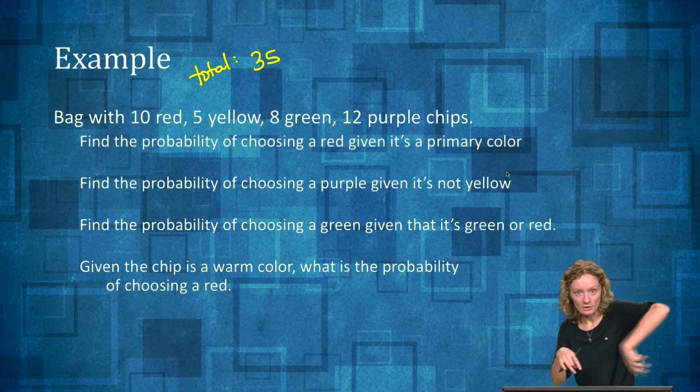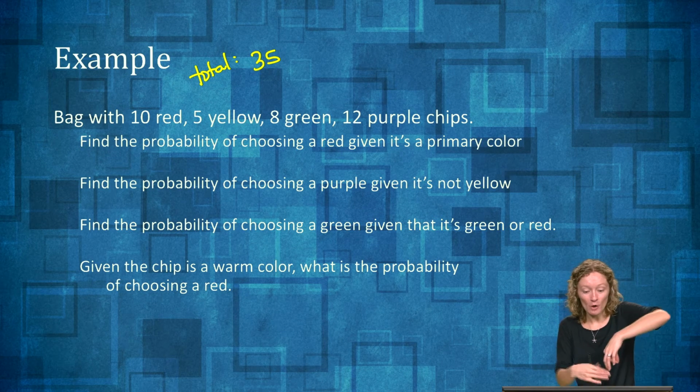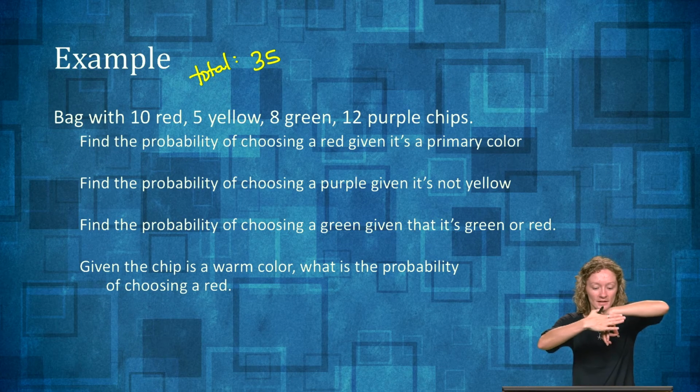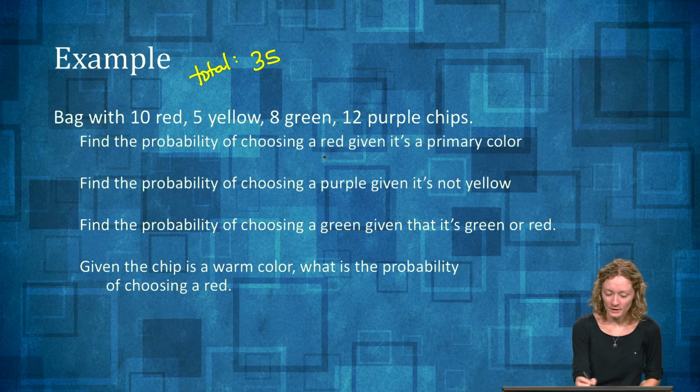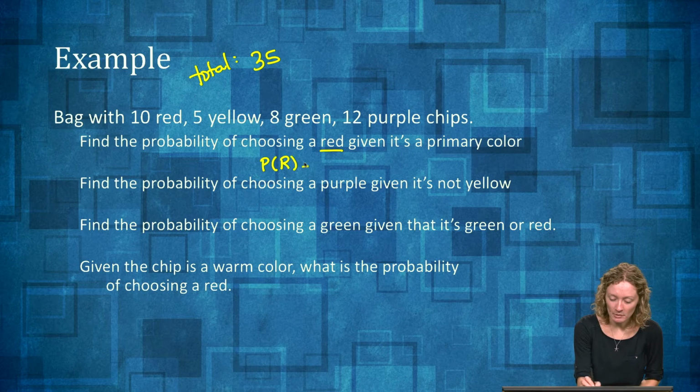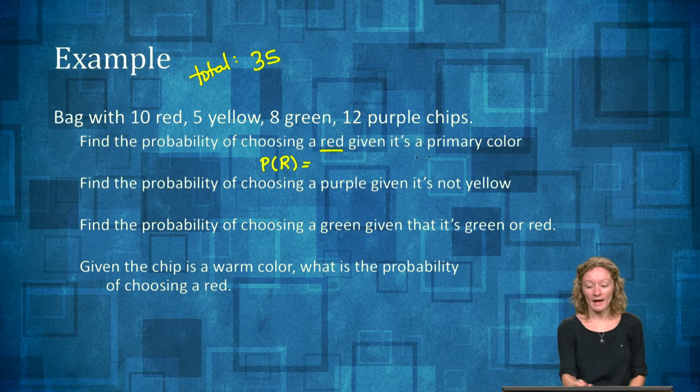So the chips are all in there. One is picked. You're hoping for red. You can't see it. The person tells you, oh, it's a primary color. That means you're closer. All 35 aren't an option anymore. We're still looking for probability of red, but all 35 aren't options anymore. Now it's just the primary colors, given primary color.